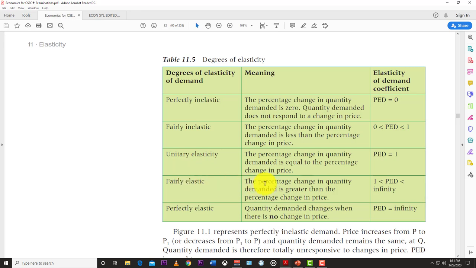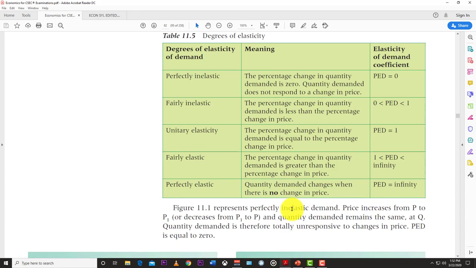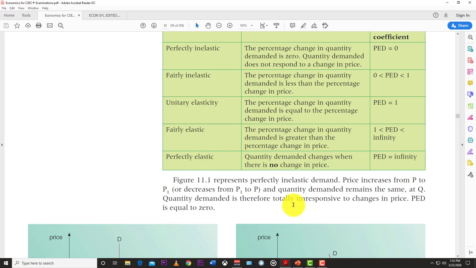Then you have fairly elastic, where the percentage change in quantity demanded is greater than the percentage change in price. For that, the coefficient would be greater than 1, but less than infinity. That's a stretch, right? Greater than 1, but less than infinity. That's fairly elastic. Then we have perfectly elastic. What is that? Quantity demanded changes when there is no change in price. So no change in price, but the quantity demanded changes, then you have what you call perfectly elastic, and the elasticity of demand coefficient will be infinity.